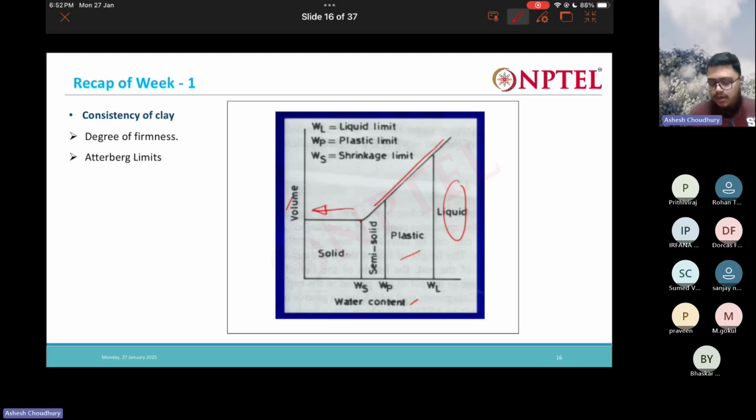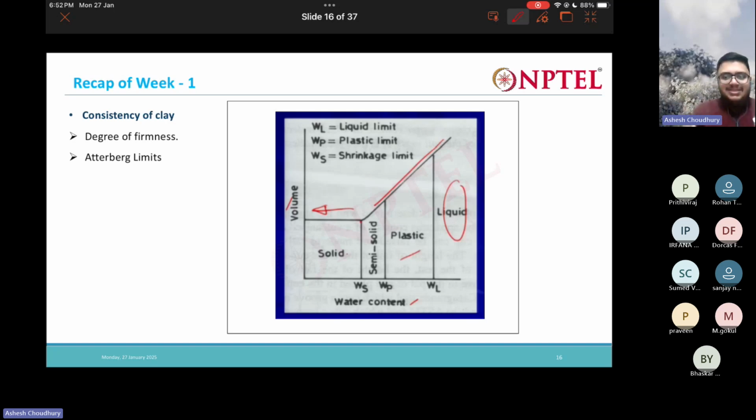So what we have is the consistency of clay. Clayey soil can be identified based on the degree of firmness. Degree of firmness means when we take the clay soil in our hand, if it is flowy, liquidy like water, very watery, that can be one consistency of the clay. The soil is just flowing. It is very liquidy soil.